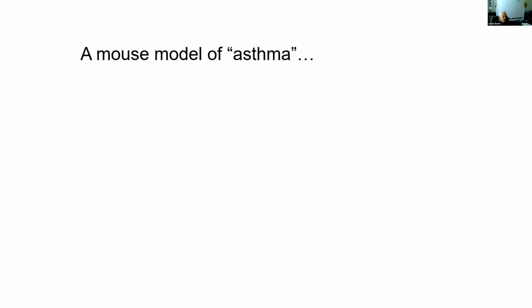So here's a mouse model of asthma. And I put asthma in quotes because we don't really know what asthma in a human is. So to say that we're creating it in a mouse is a little bit presumptuous, but you've got to start somewhere. And this is work that was done back in the early 2000s when I first started looking at this.